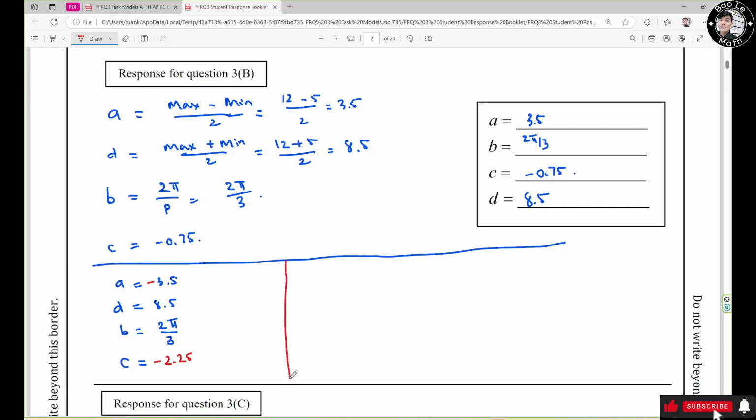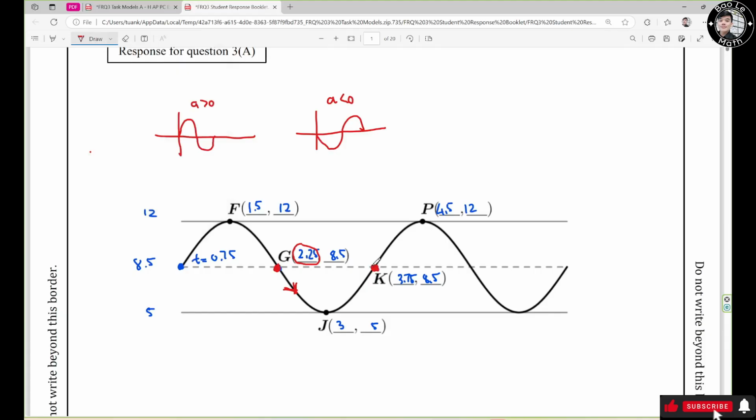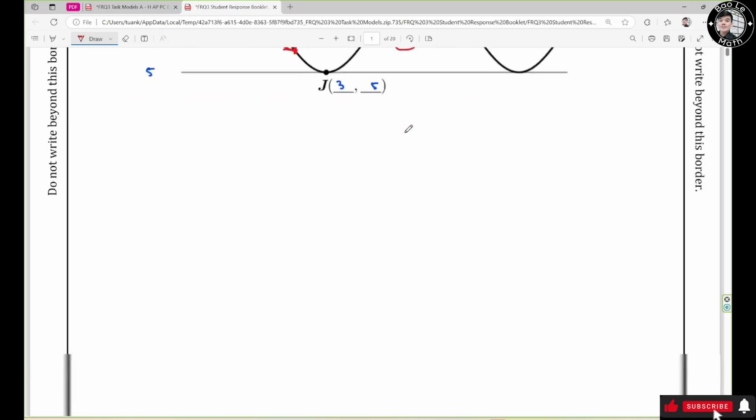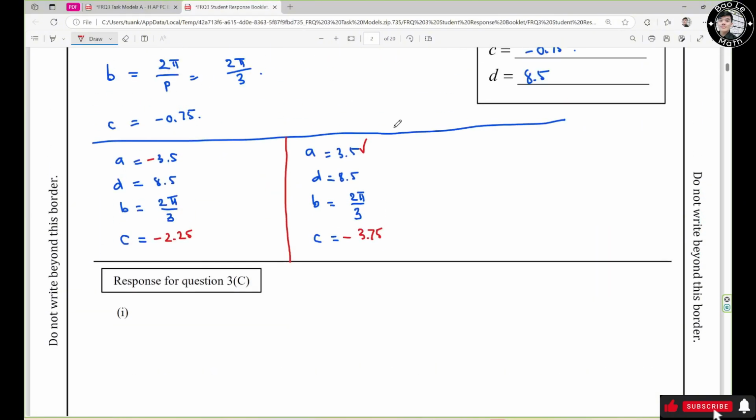Now you have another option. You still have A equals 3.5, D equals 8.5, B equals 2 pi over 3, right? Now C equals, if you start right here, which means you shift to the right 3.75 and the function goes up, which is this guy right here. So A is positive and C equals negative 3.75, right? So this one is negative 3.75 and A stays the same, right?